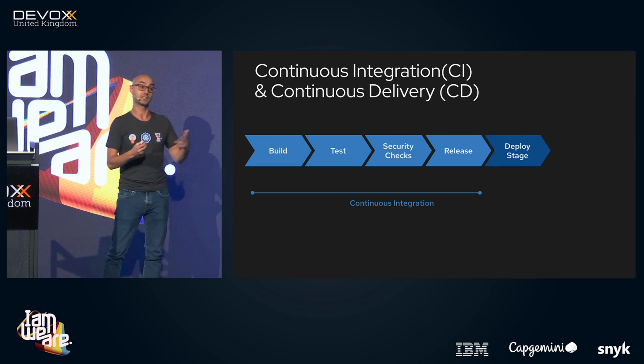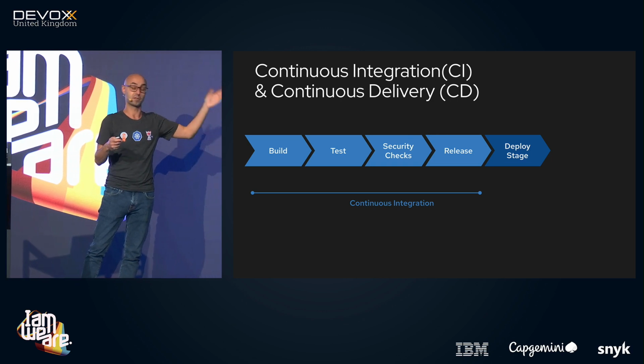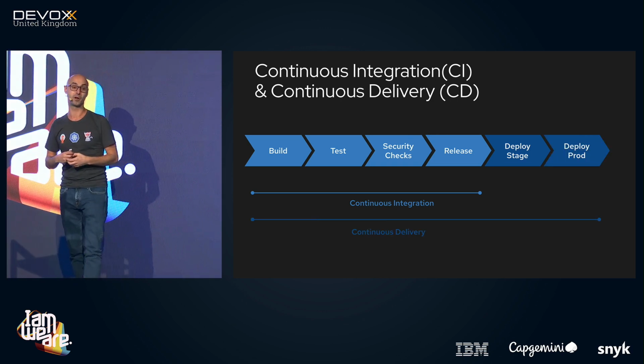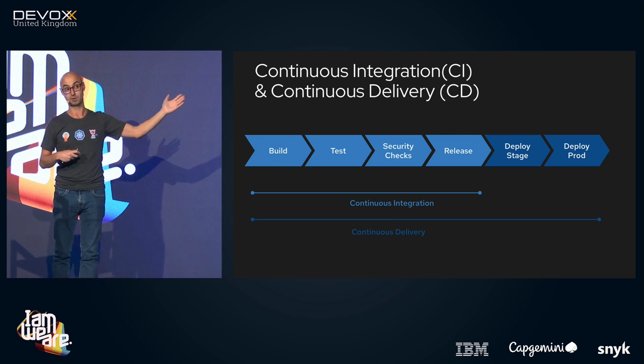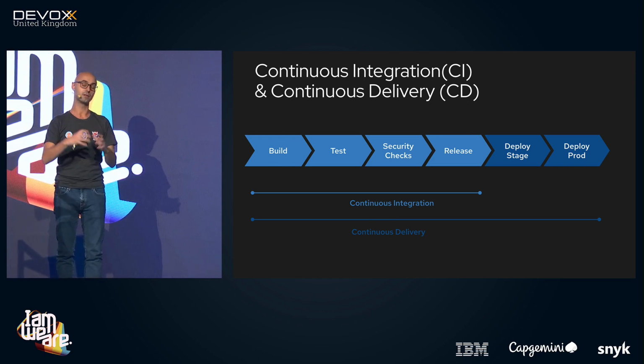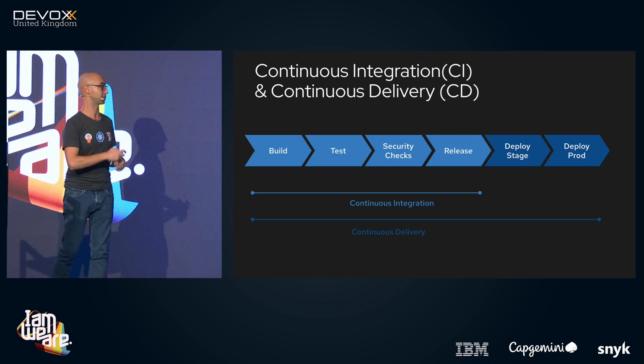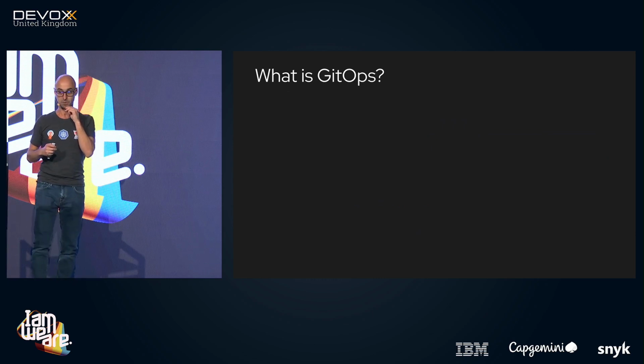And then comes, for example, deploying to staging, a pre-production environment, and finally to production. And this is the continuous delivery phase. This is when we take our application and we put it on production.